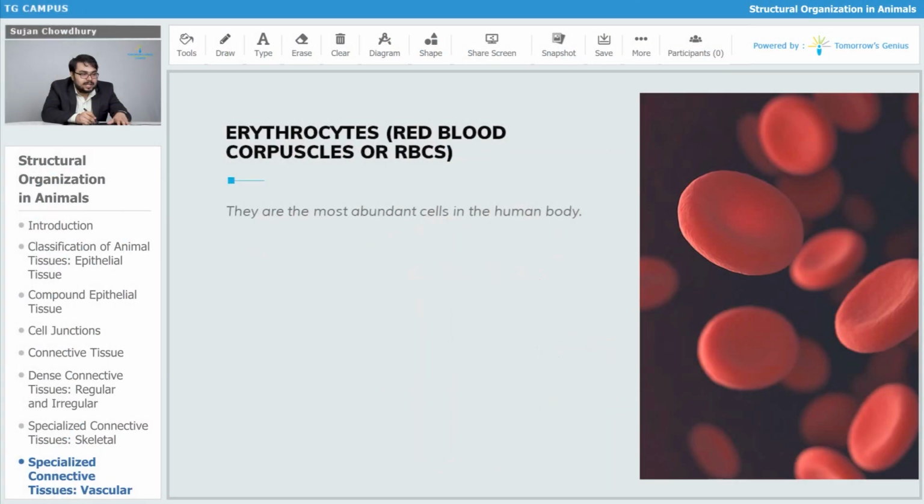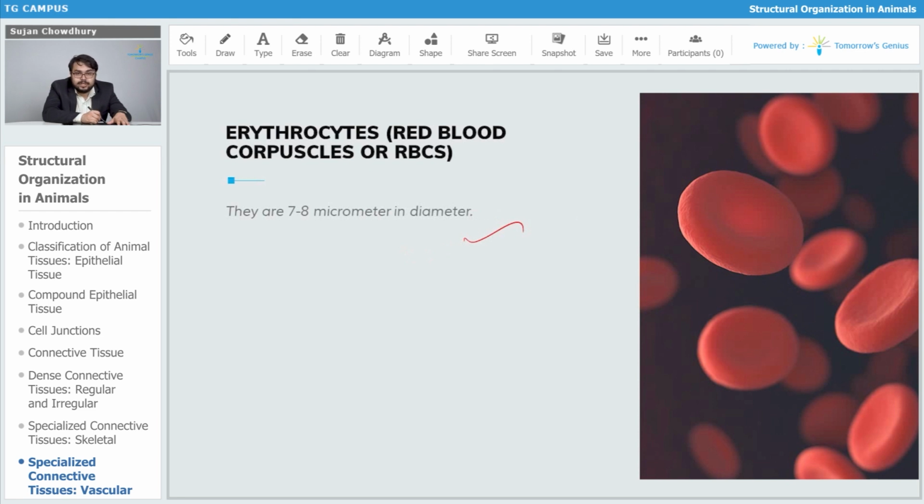So we have to understand that red blood cells are the most abundant cells in the human body, billions of which die every day and are replaced by new cells. They have a lifespan of around 120 days. They're very small, like 7 to 8 micrometers in diameter, but comparatively larger than the other blood cells.